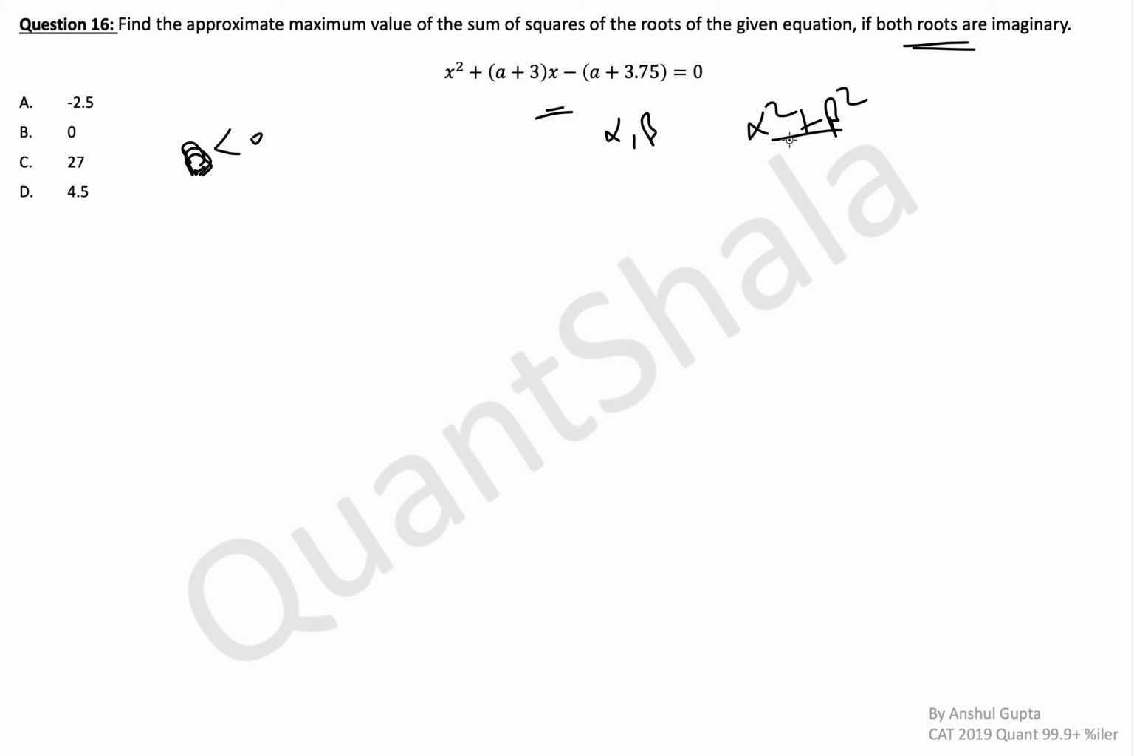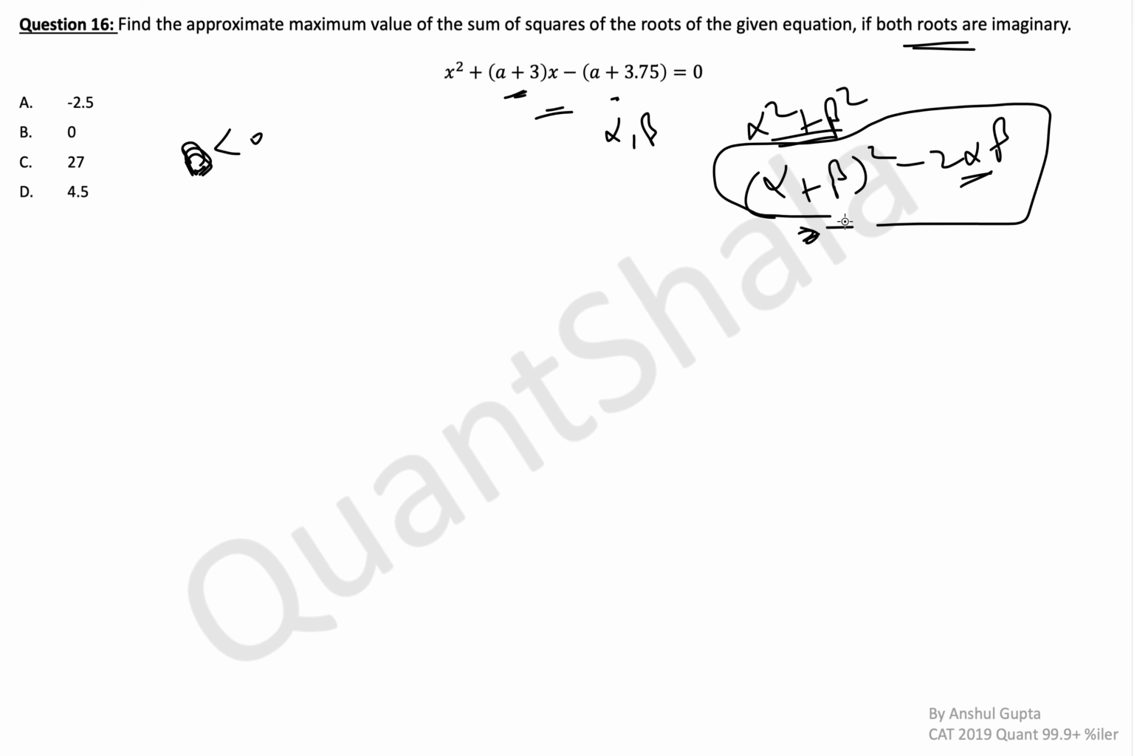And then we have to compute alpha square plus beta square, which can also be written as alpha plus beta whole square minus 2 alpha beta. Alpha plus beta whole square we know will be minus of a plus 3, and 2 alpha beta we know will be this one. So we simply have to compute the value of a maybe, and then that will help us answer the question. Let's see.